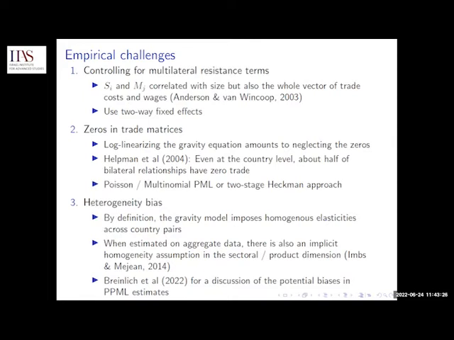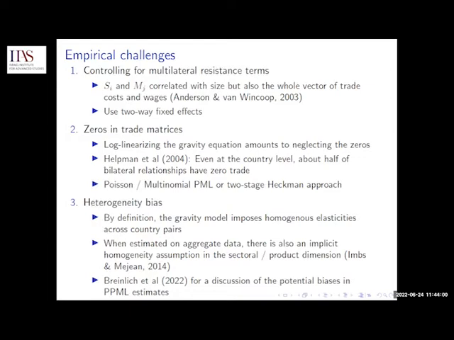When you use aggregate data, there is always this problem of heterogeneity bias that is around. There is a very nice paper that is forthcoming in Restud that is really discussing this particular point in detail, using as baseline framework the Poisson pseudo-maximum likelihood model that I just told you is now used in most gravity estimations. Okay, so these are important empirical challenges.